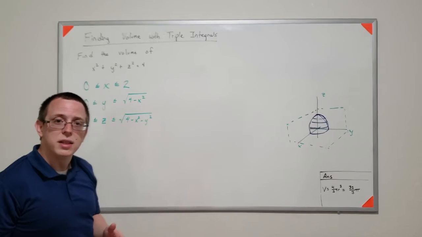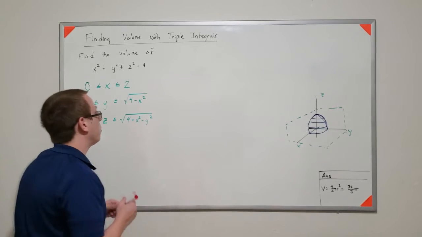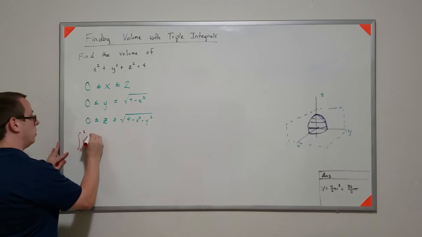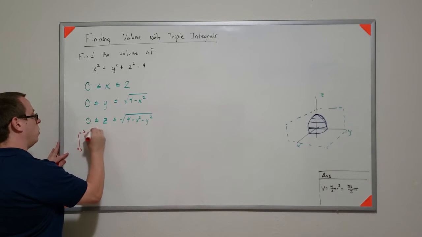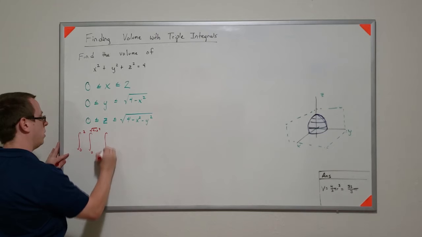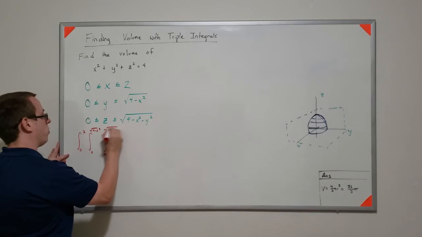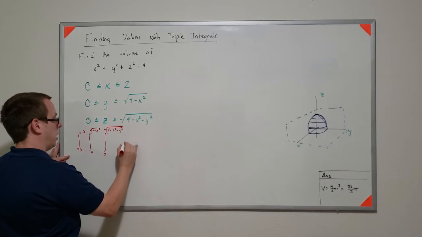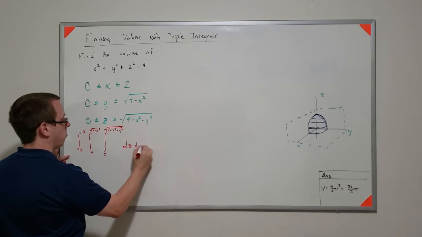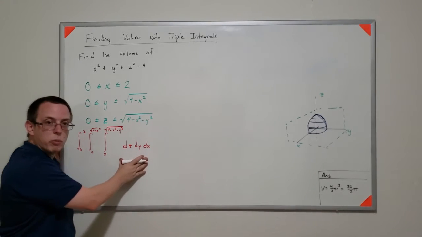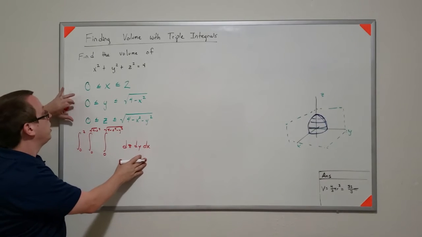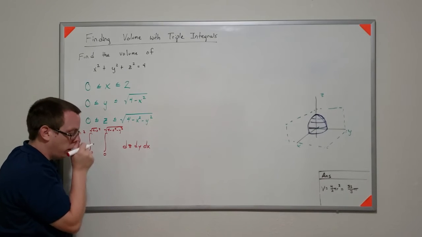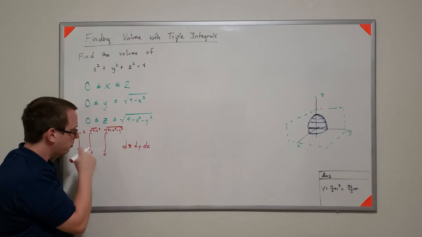So let's go ahead and set this integral up and start going through it. First thing is 0 to 2, 0 to the square root of 4 minus x squared, and 0 to the square root of 4 minus x squared minus y squared, and that's going to be dz, dy, dx. Remember, we don't have to use dv here because now that we've defined the limits for volume, we can use an iterated integral.